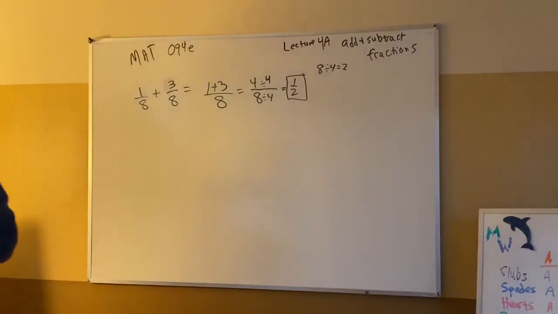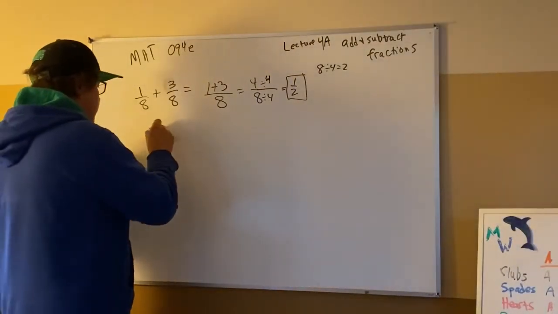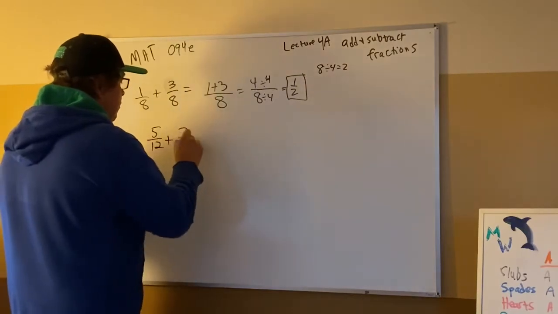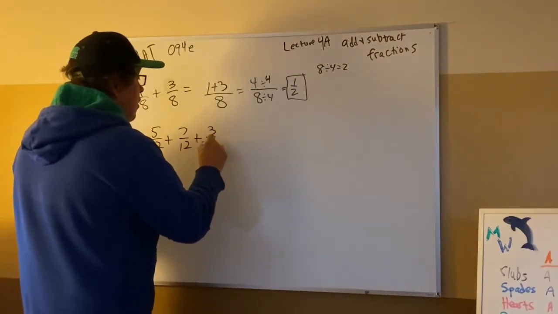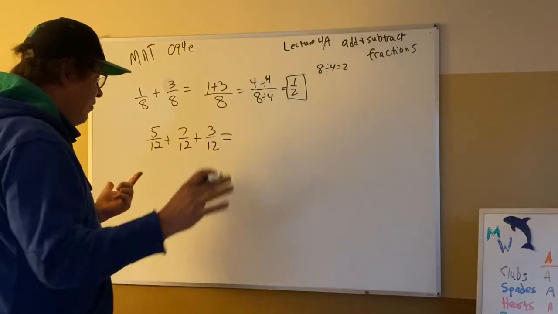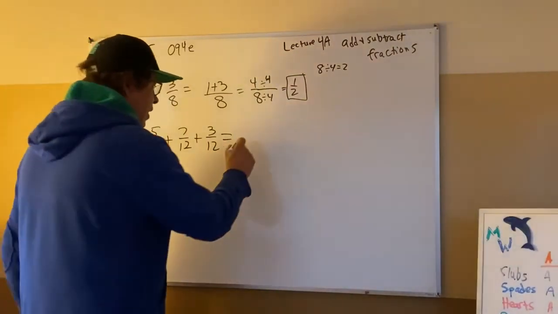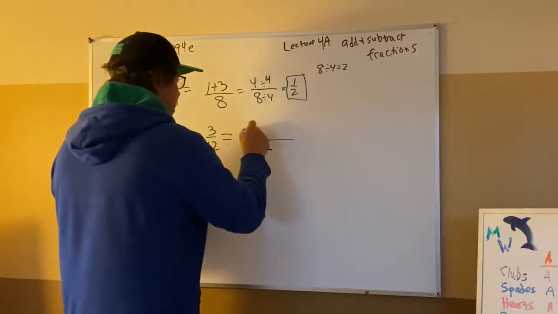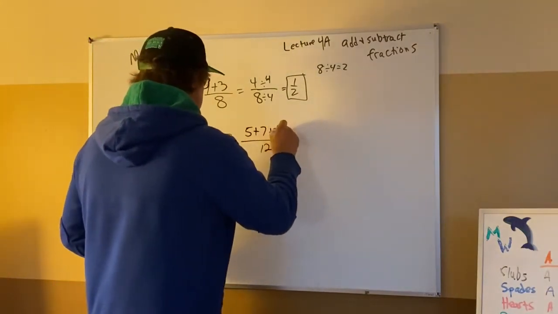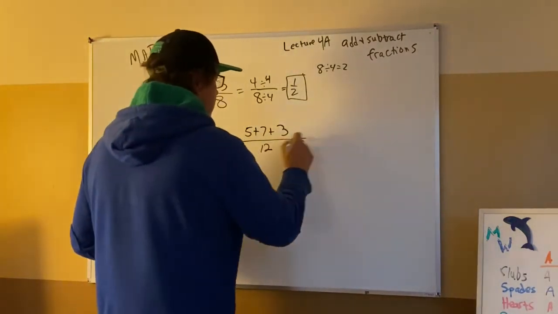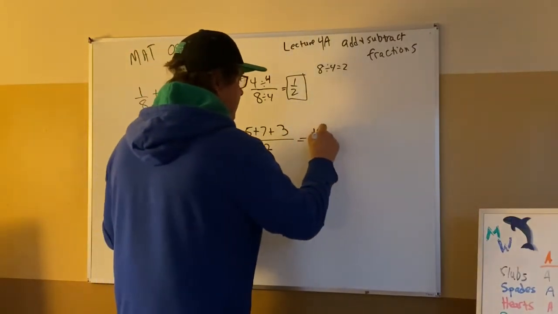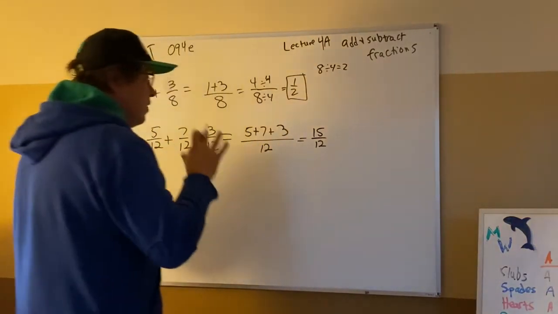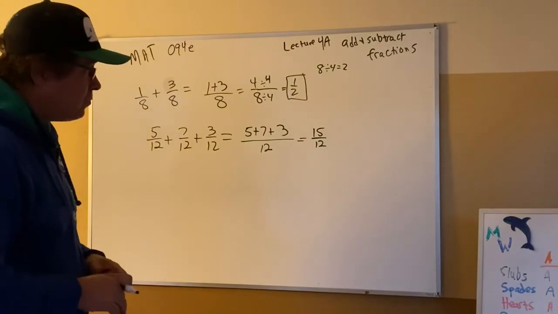5 twelfths plus 7 twelfths plus 3 twelfths. 3 twelfths is a quarter, but we don't want to reduce to that. We want the 12s to stay that way. So we keep the denominator, even though there are 3 numerators, we can go 5 plus 7 plus 3. This is 12 plus 3 for 15 over 12. We have a single fraction.